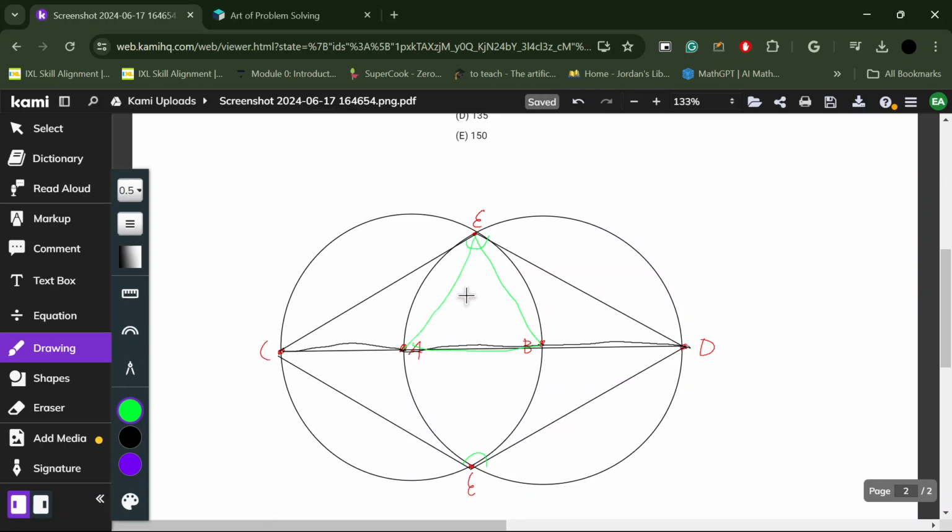Okay, so this is an equilateral triangle. How do we know that? It's because all the angles are 60, first off, and second off, all of these sides are equivalent. Now, that also means that this is also an equilateral triangle.